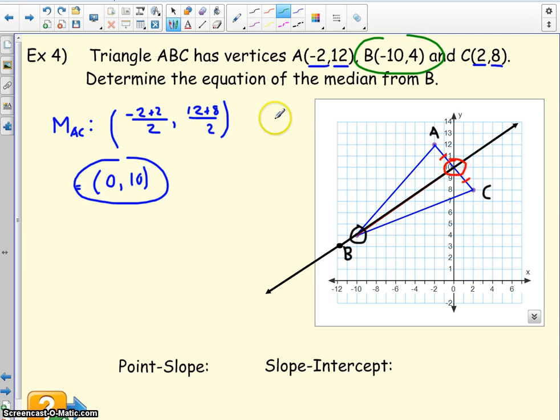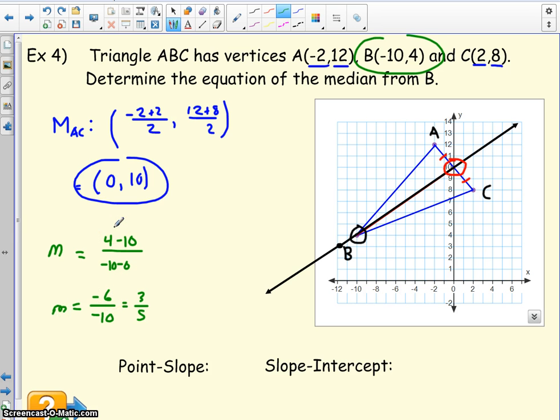So we can actually find our slope. For our two points, I'm going to use (-10, 4) and (0, 10). So for my slope calculation, I'm going to go 4 minus 10, y2 minus y1, over -10 minus 0, x2 minus x1. That's going to give me -6 over -10, which simplifies into 3 over 5.